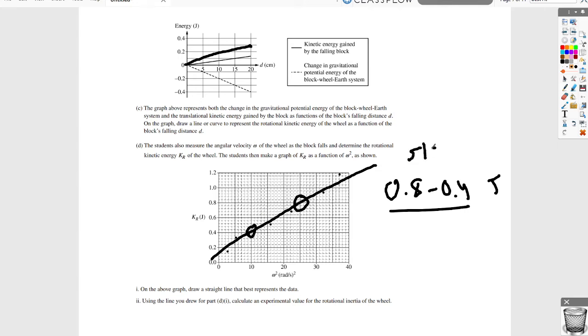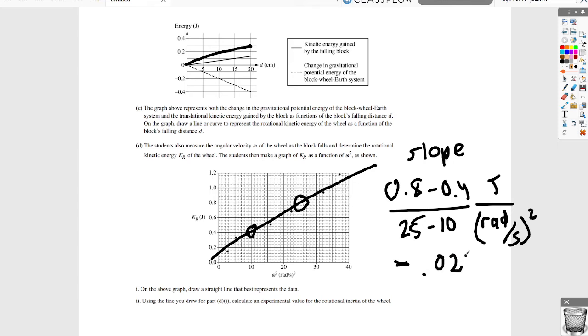Alright, this is the slope, so you have to find the slope. 0.8 minus 0.4 joules divided by 25 minus 10 rad squared per second squared, so rad per second squared, which is equal to 0.4 divided by 15, which is not a fun number. 0.4 divided by 15 is 0.04 divided by 1.5, 0.0267. 0.0267 joules over rads per second squared.